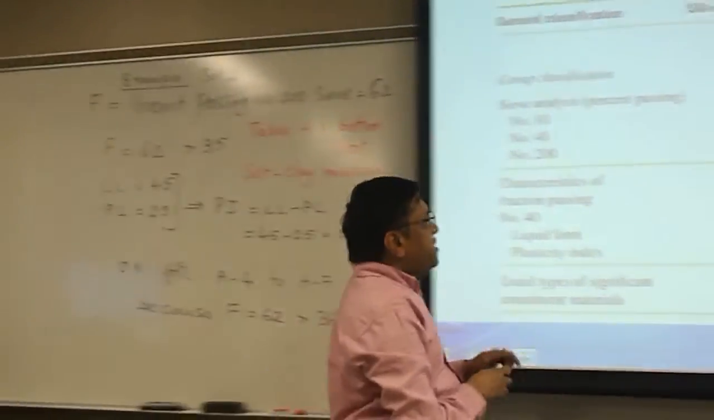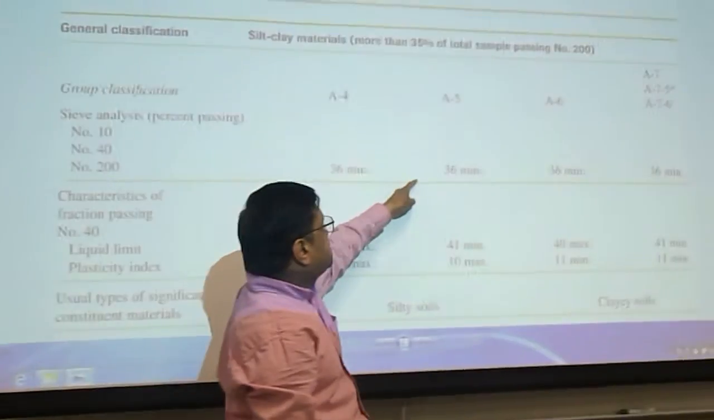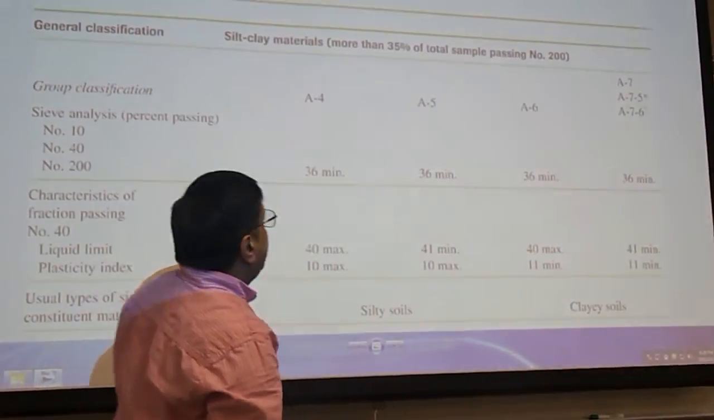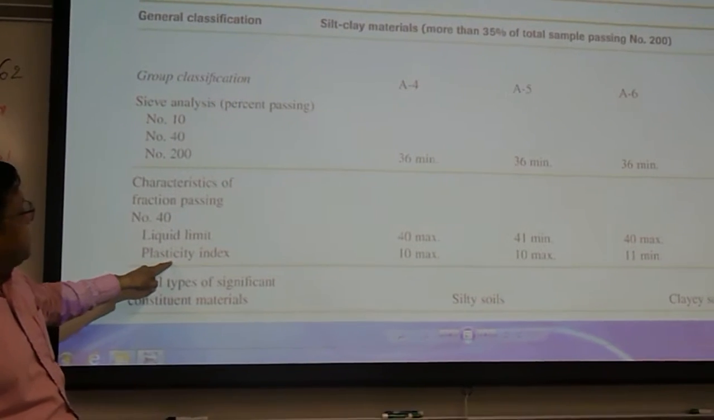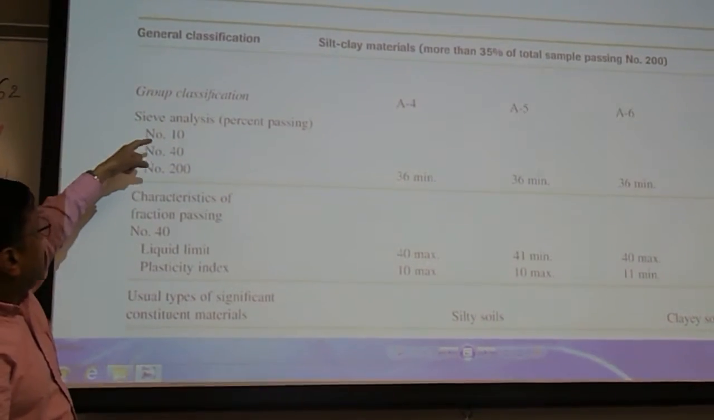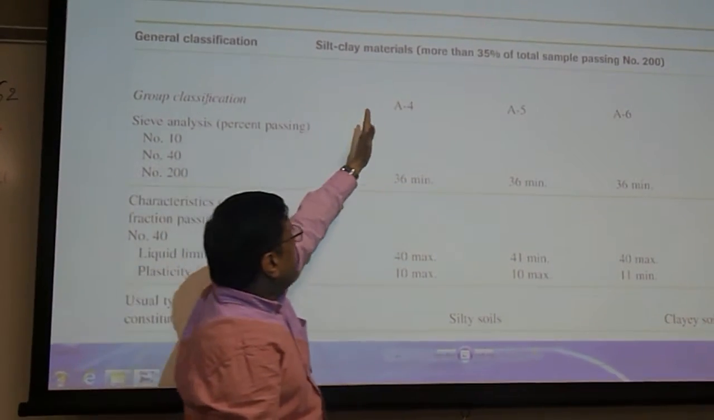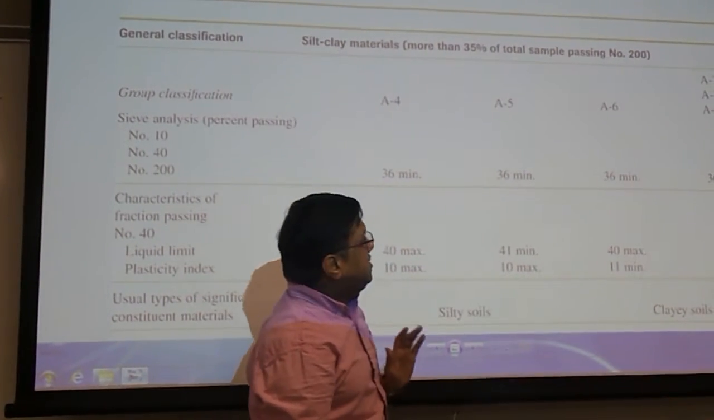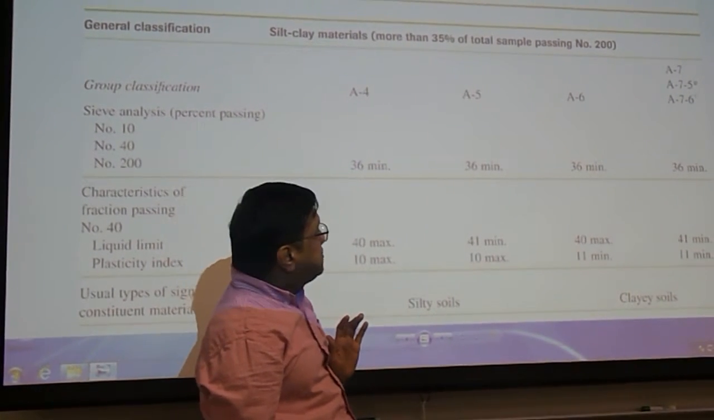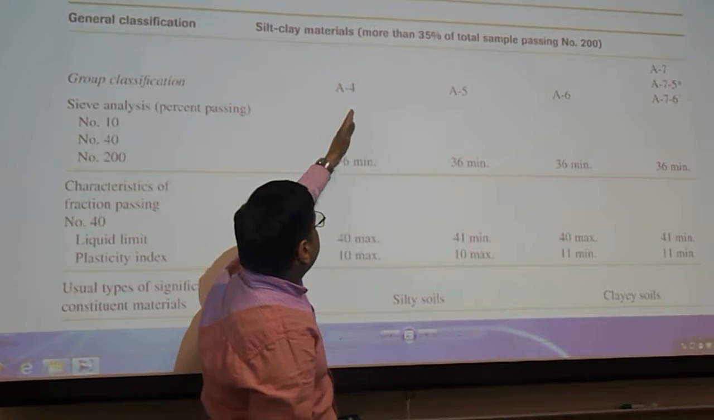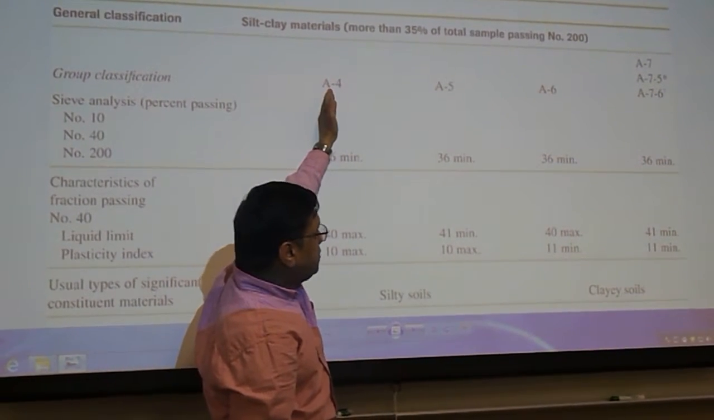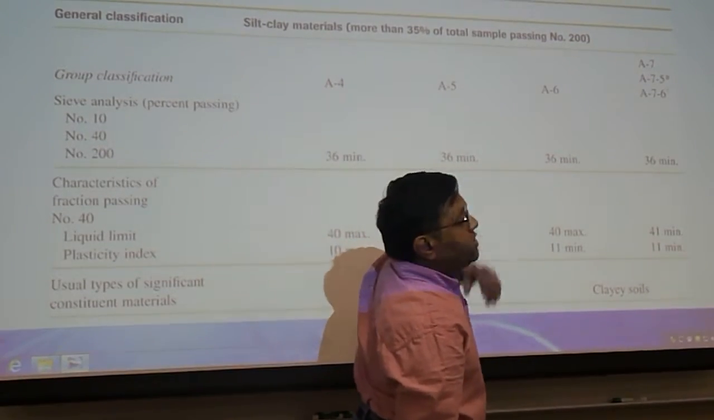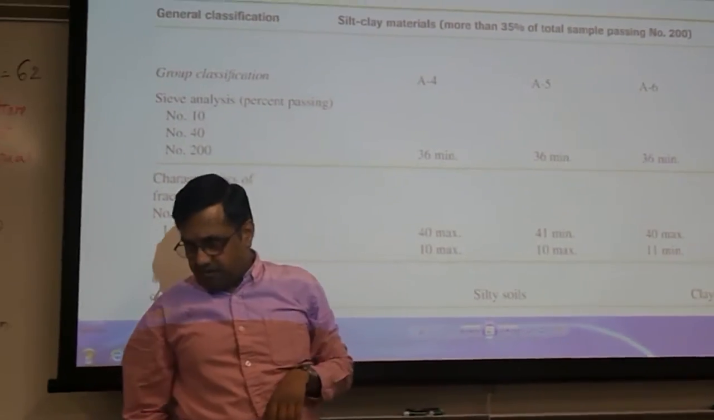So this criteria we need not check again, but we need to check the liquid limit and plasticity index criteria, and we need to proceed from left side to right side of the table to see whether the soil belongs to A4 group. If not, we move to the right side.